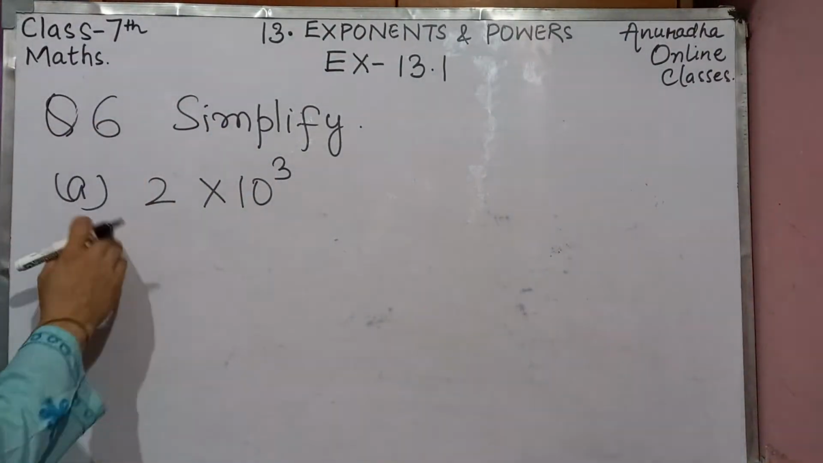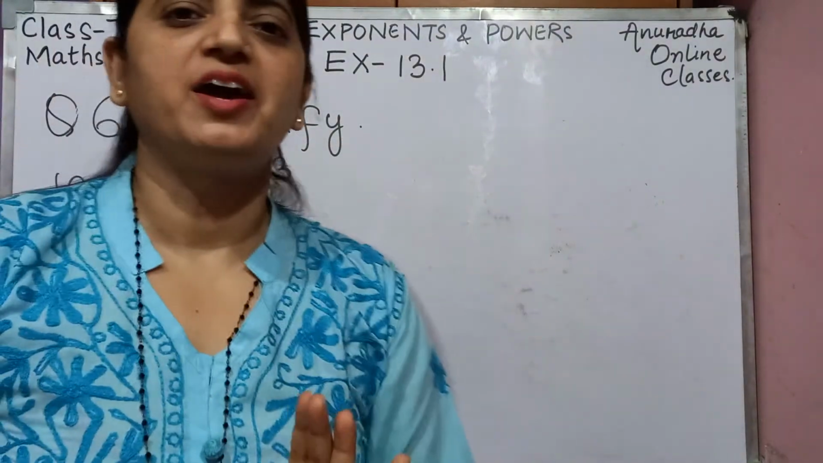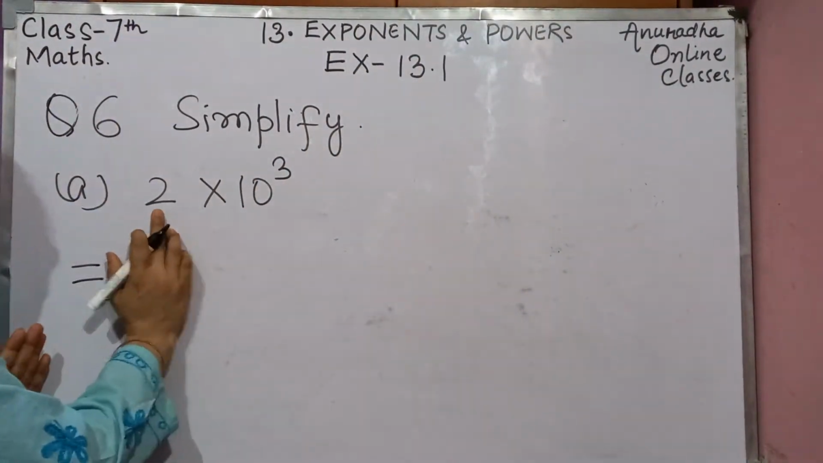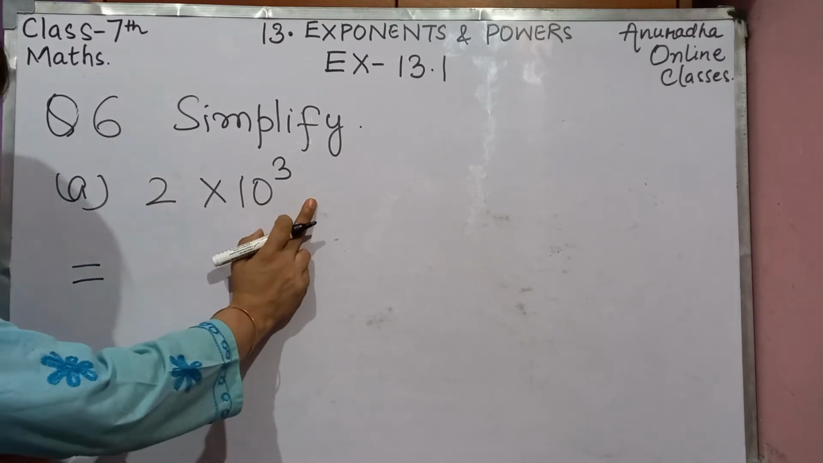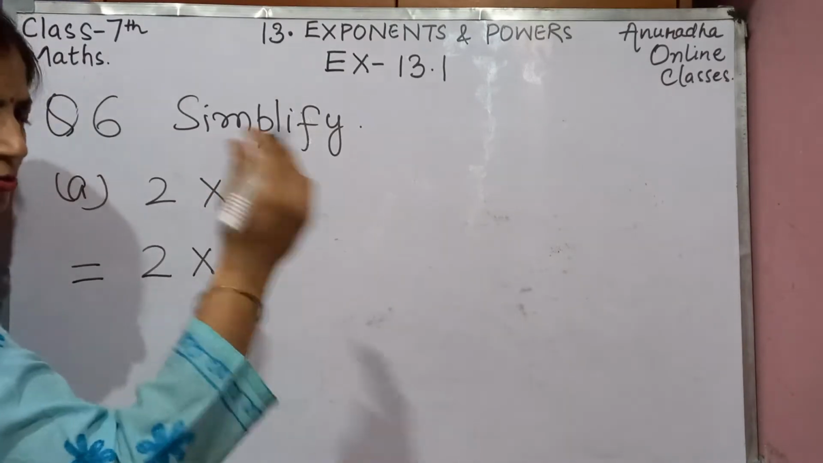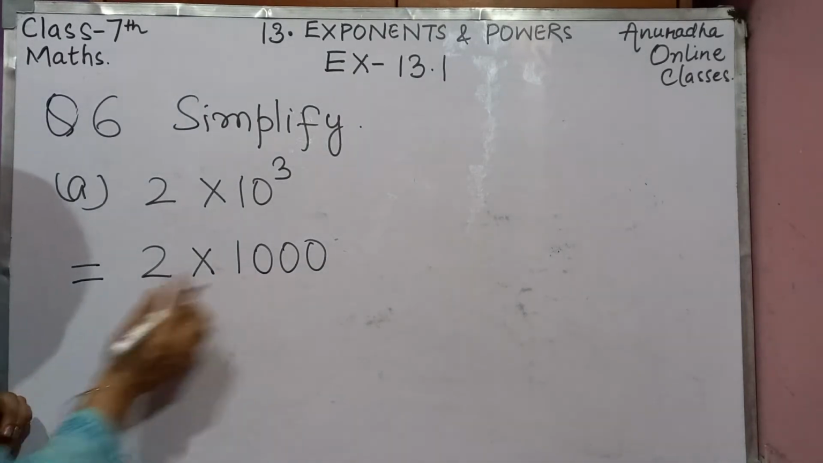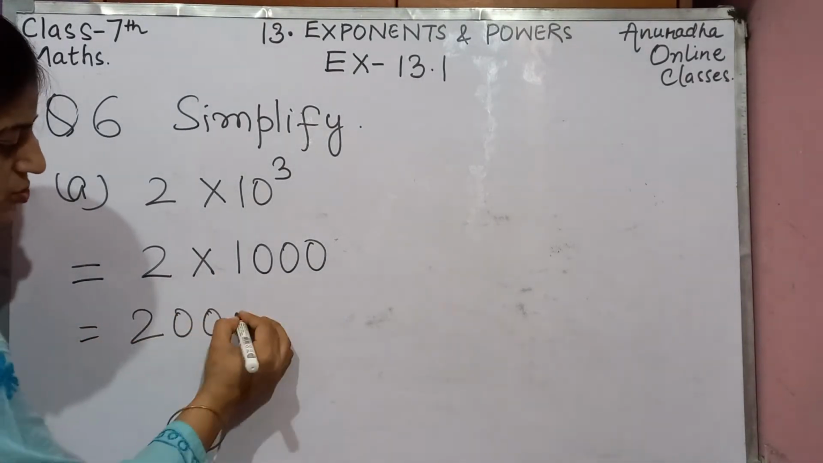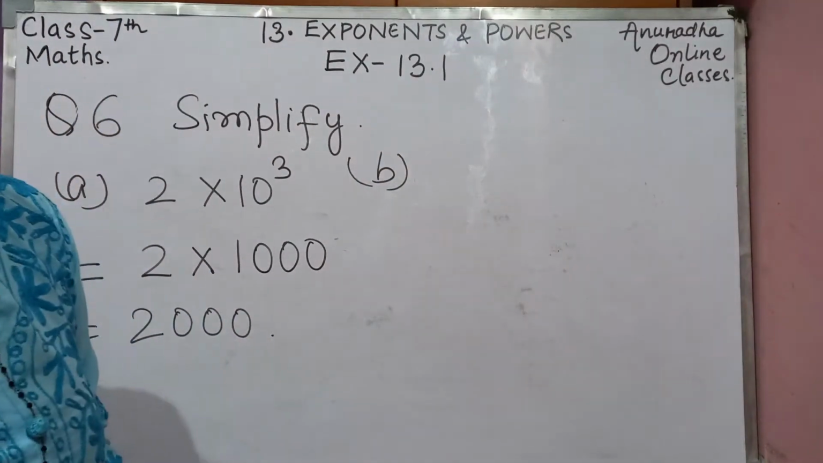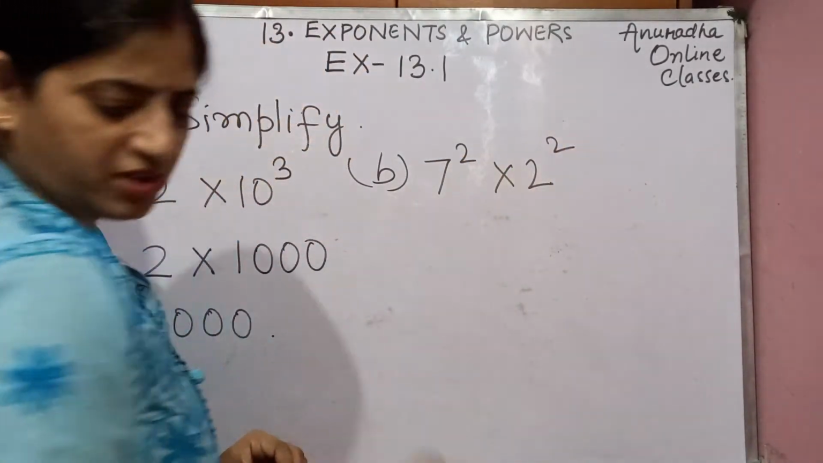See children, here A part is given to you. Let's see the A part of the sixth question. Simplify. Simplify means to make it easy. Okay, now see 2 into 10 raised to the power 3, that means 2 into 10 to the power 3, that means you can write 10 into 10 into 10, that means simply put 3 zeros here. Okay, so 2 into 1000, that is equal to what? 2000. So simple. Let's come to its B part. B part is 7 raised to the power 2 into 2 raised to the power 2. Yes, this is the question.